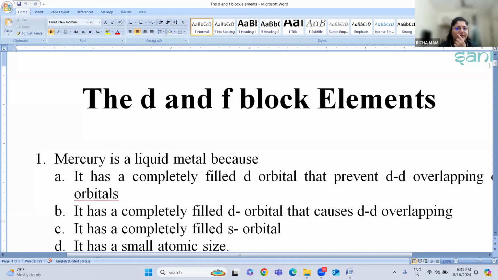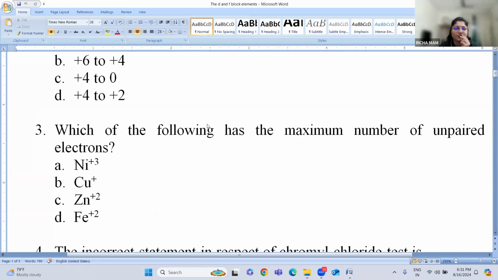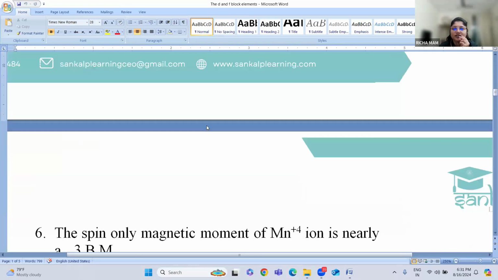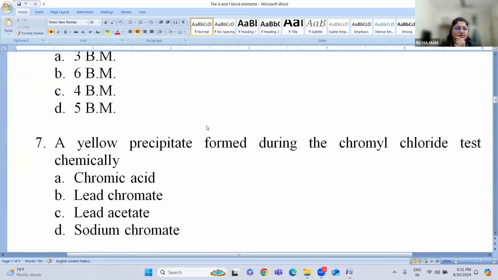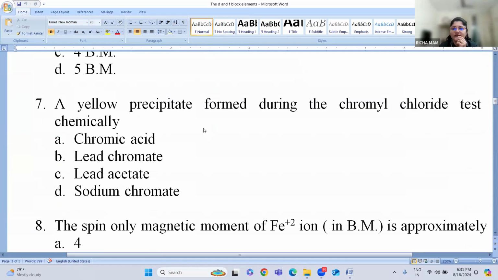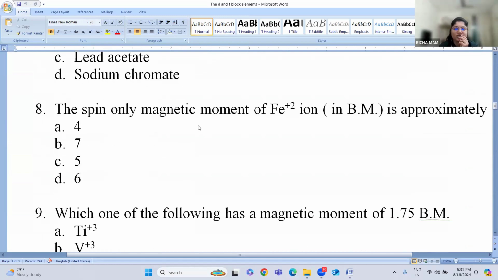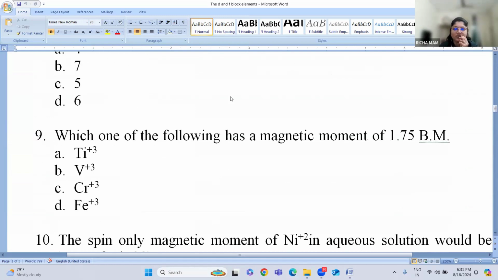So in the last class, we started with D and F block elements, right? The same we are going to continue today. I think we have done some 10 questions in our previous class, right? Yes, so these are the things which we have covered. These are the questions which we covered in our previous class.